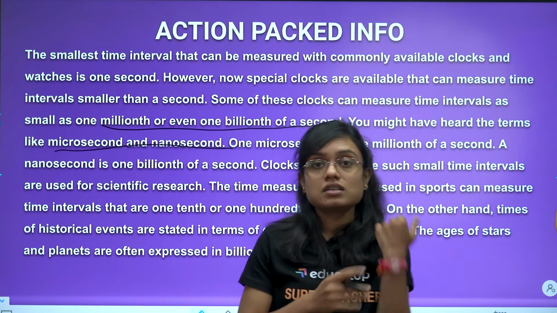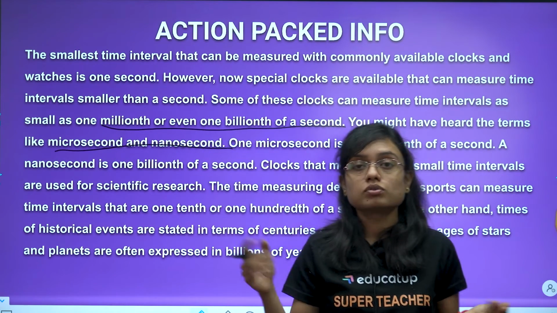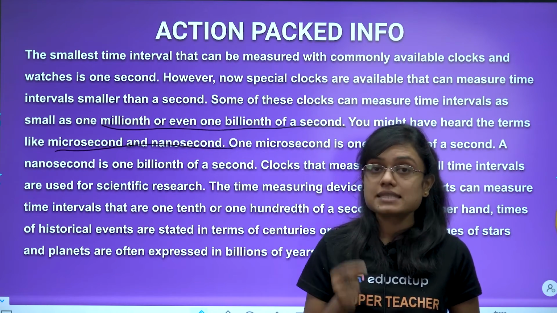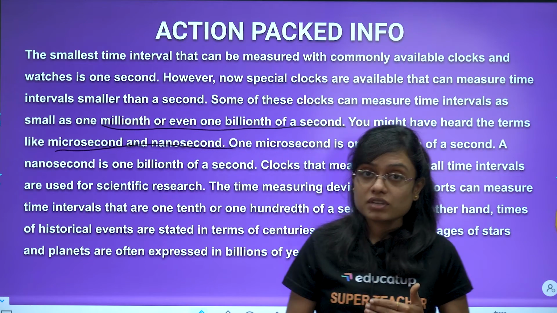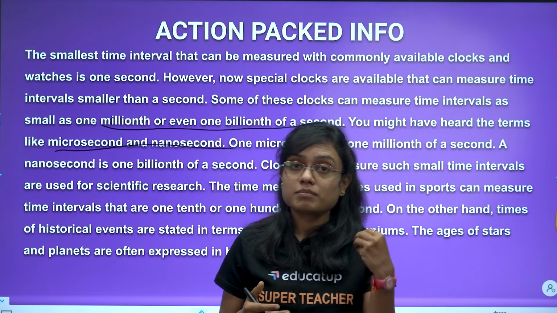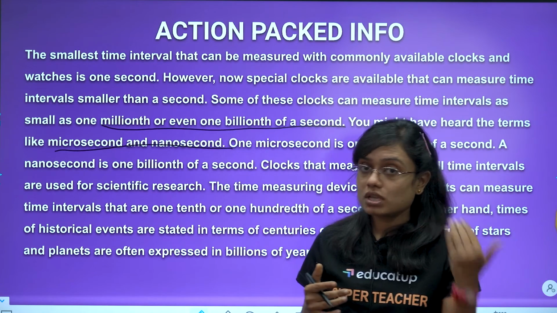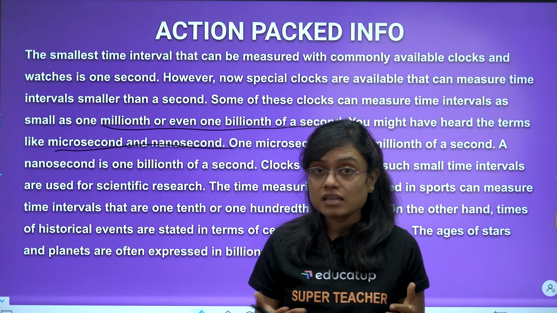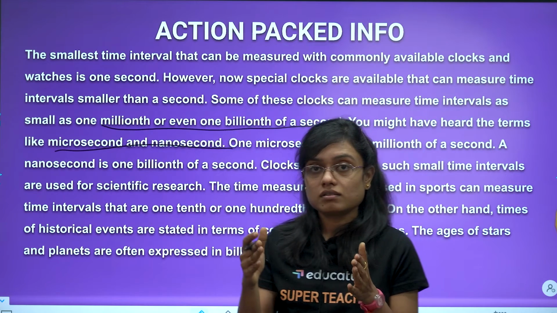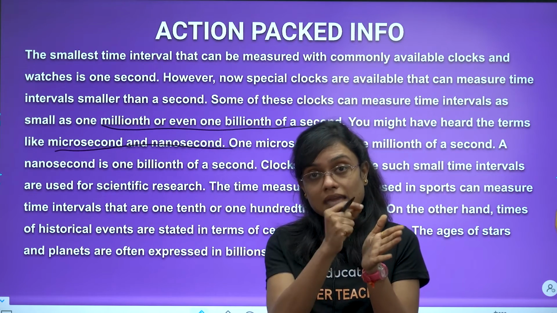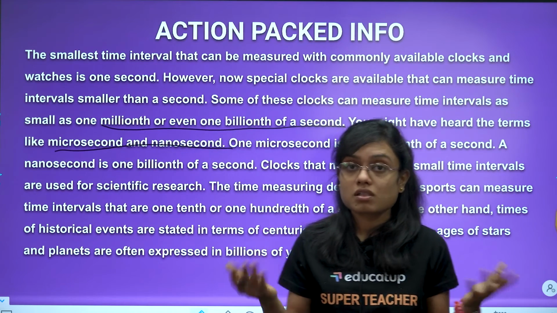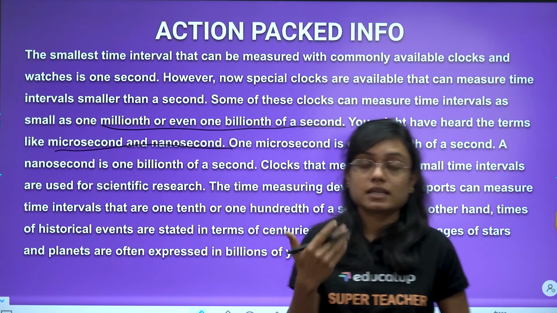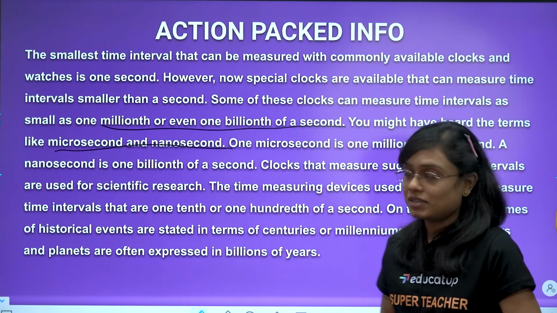You are aware that these normal watches or clocks at your home, they can show us a time difference as small as 1 second. But we even have watches which can show the time difference of a microsecond, and of a nanosecond which is 1 billionth of a second. So those watches and clocks are much more technologically advanced, tech savvy.